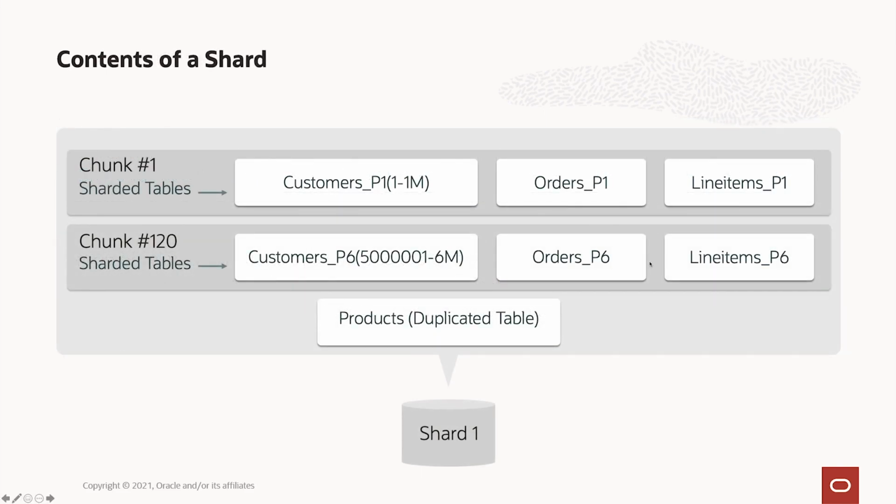And this is what a shard looks like. In shard number 1, we have a set of chunks, and then we have the duplicate table data. For example, chunk number 1 has the data for customer 1 to 1 million, their orders and line items. Chunk number 120 has customers 5 million to 6 million, their orders and line items. And then we have the data for the duplicate table, and that's basically what a shard is. I'm using a relational database example here, but of course this could apply to unstructured data as well. The same concepts apply there.